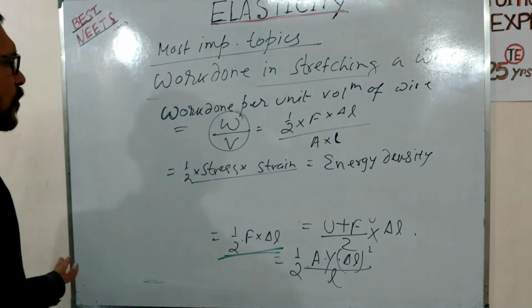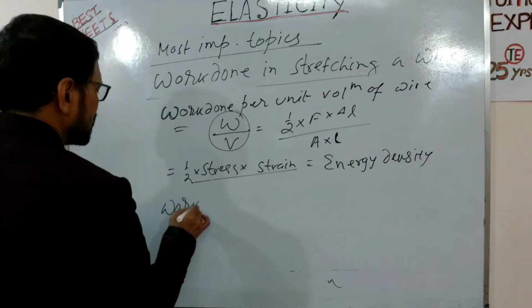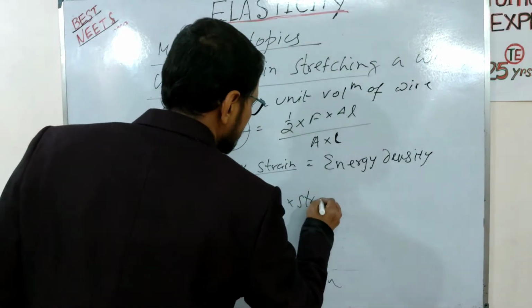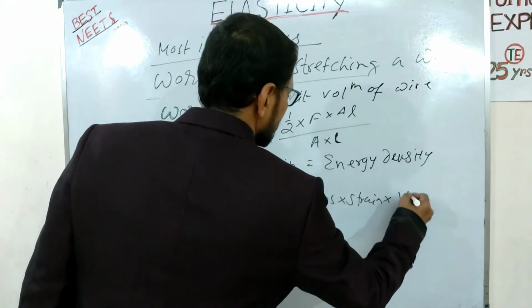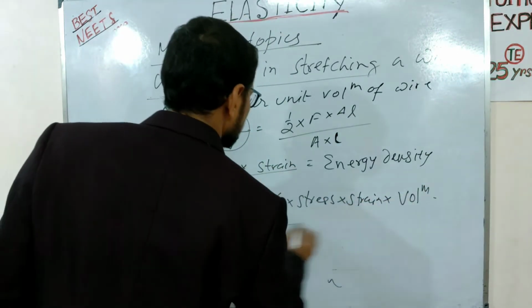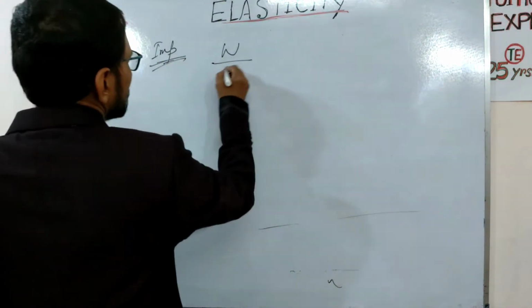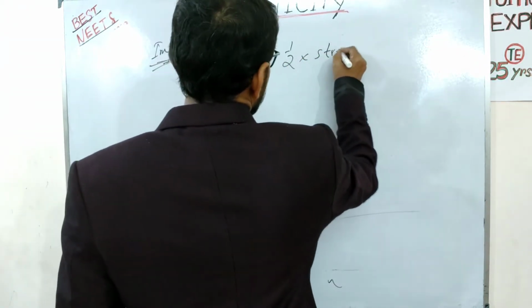If you remember the formula, work done per unit volume equal to half stress into strain, then you can also write work done equal to half stress into strain into volume. Now this is important: work done per unit volume equal to half stress into strain.